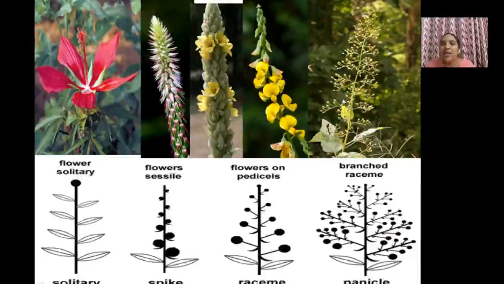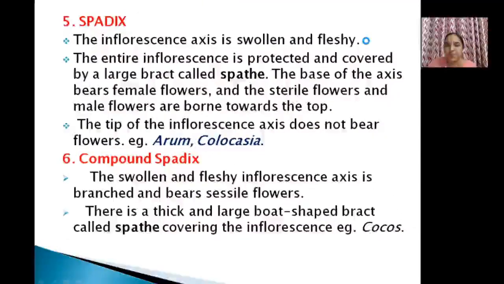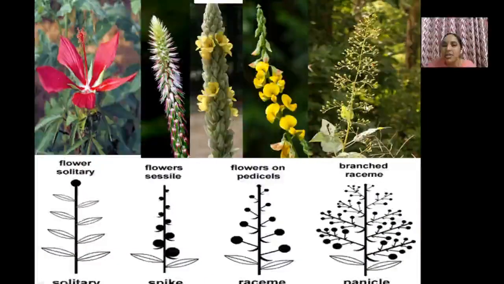Okay, so see, this is the branched raceme. How is it a branched raceme? This is a raceme. This is a raceme. So this is an inflorescence axis, so a number of racemes in branches. That is branched raceme, or called panicle. See, this is solitary. Then how it is represented diagrammatically: this is the spike, sessile flowers in acropetal succession. Sessile flower means no stalk. This is raceme, pedicellate flowers. This is branched raceme, or you can call it panicle.